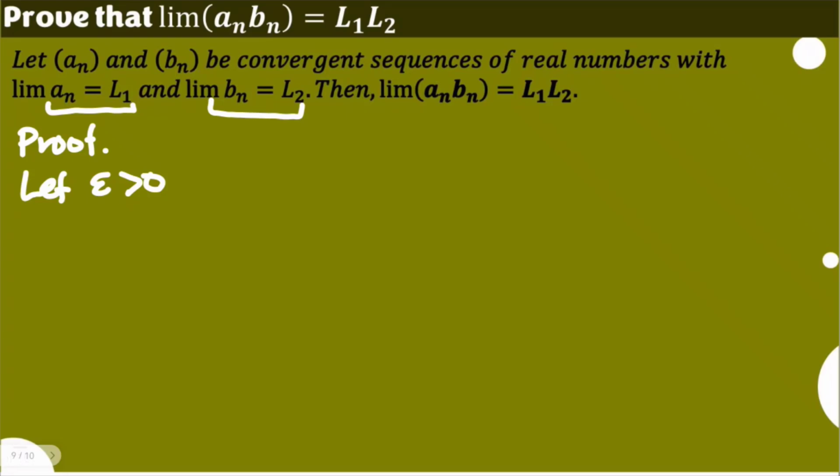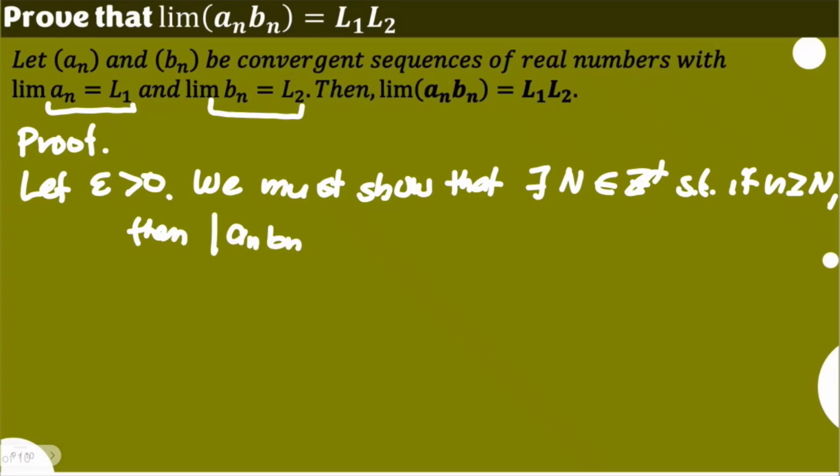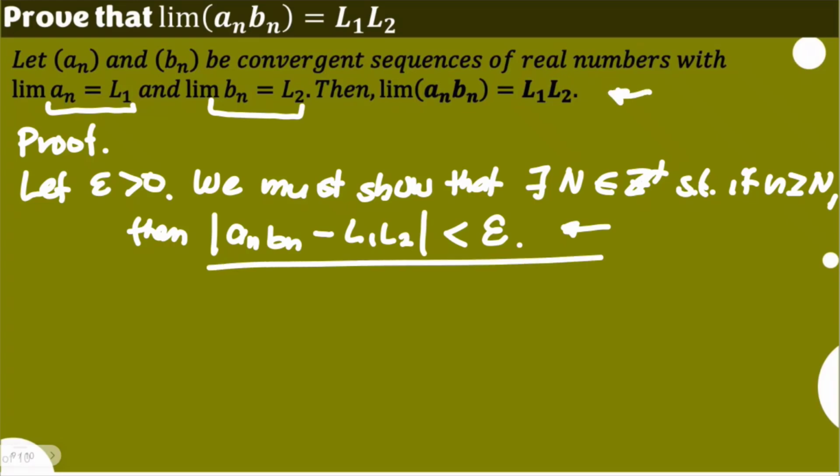What we need to do is show that there exists N, an integer, such that if n is greater than N, this is the definition, then the absolute value of the product of a sub n and b sub n minus the product of their corresponding limits is less than epsilon. If we could show this, because this is per definition, then we can invoke that this is really true. So take note, this is our goal. Please be guided by that, because we need to make sure that we can have this form.